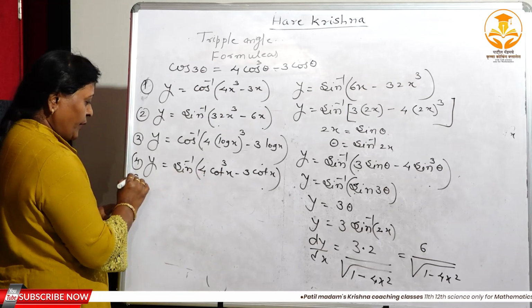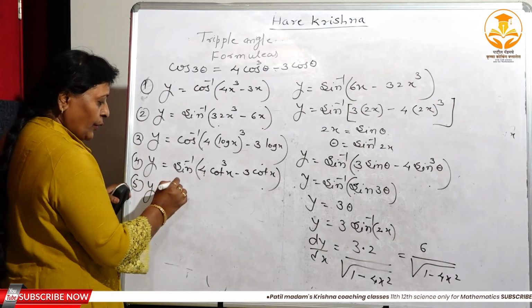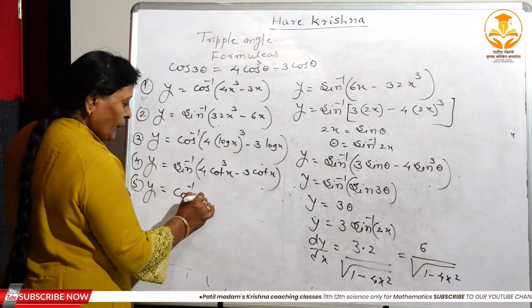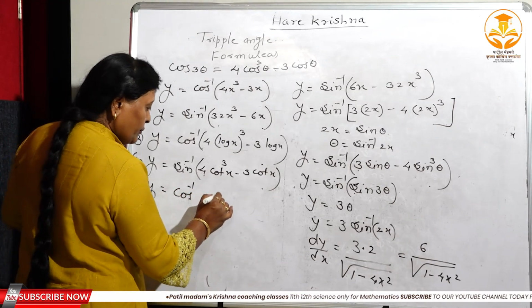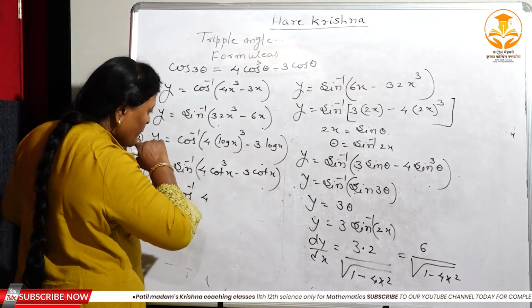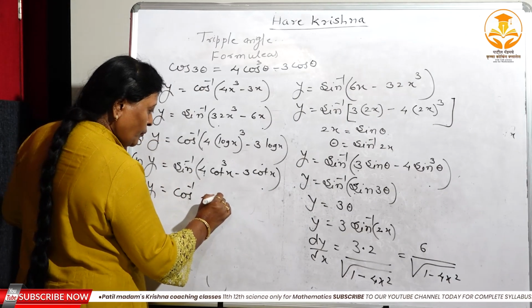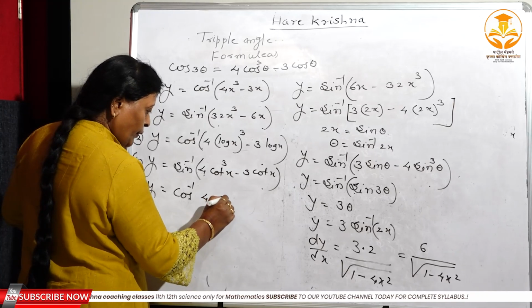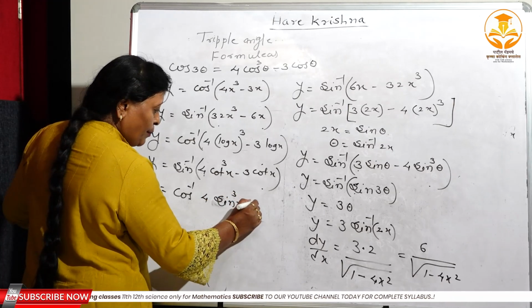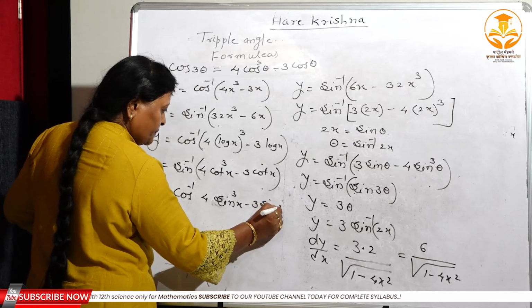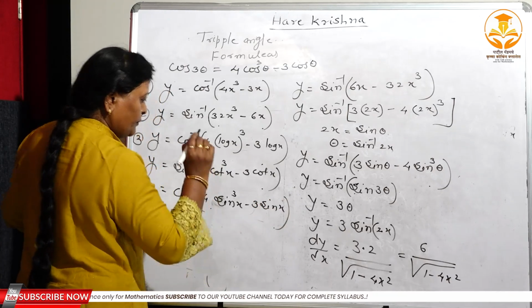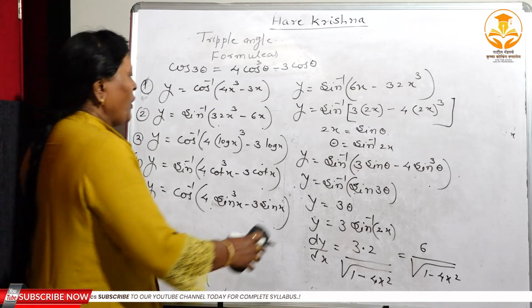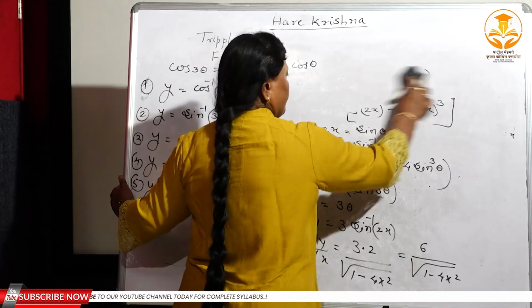And again fifth one, y is equal to cos inverse of 4, you can write this as sine cube x minus 3 sin x. In this way also you can take the problem. Now I will take the first one.